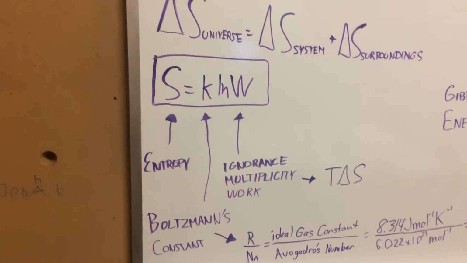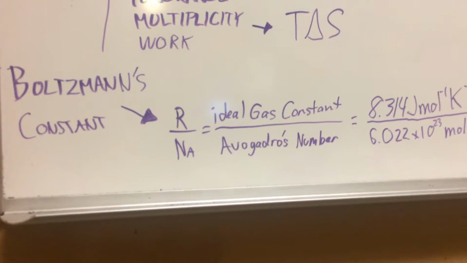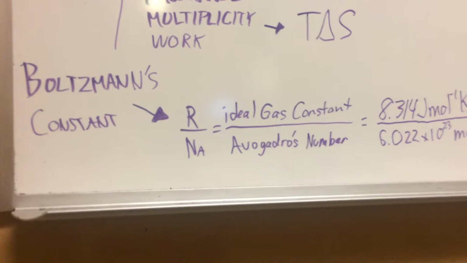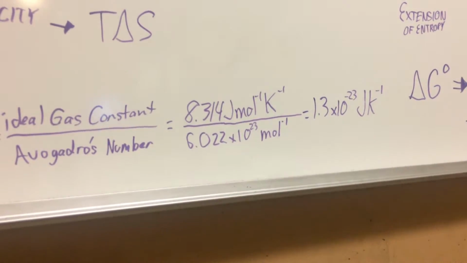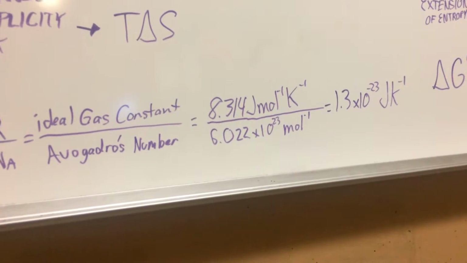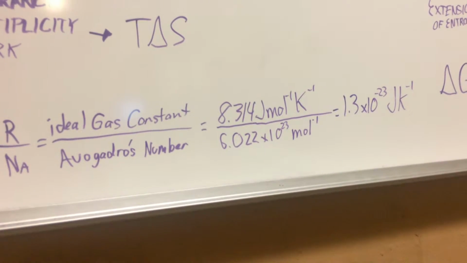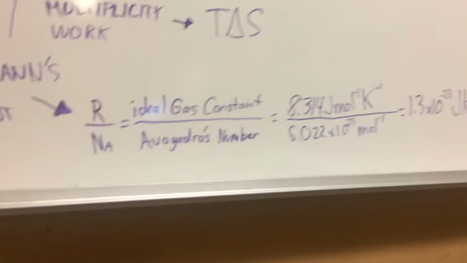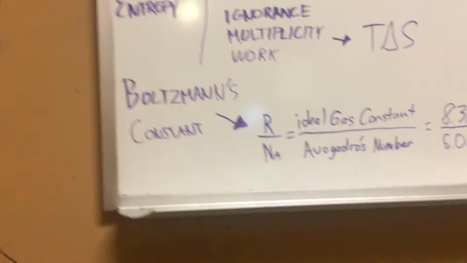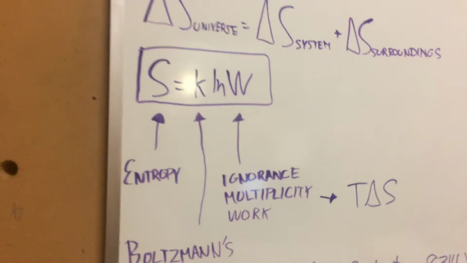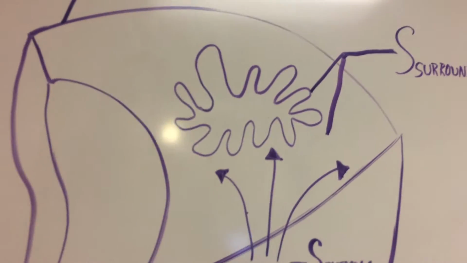Now, the Boltzmann constant is R over NA, and R is the ideal gas constant over Avogadro's number, and then if you wanted a specific number, that would come out to 1.3 times 10 to the negative 23rd power joules over kelvins. And so that's Boltzmann's constant. And coming back to entropy, entropy is the movement of energy from a system dispersing into the surroundings.